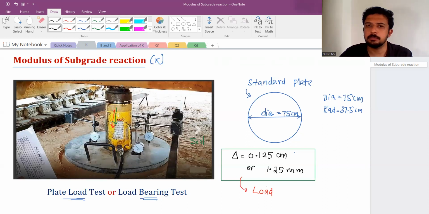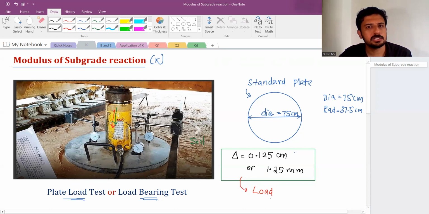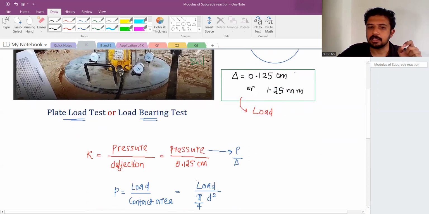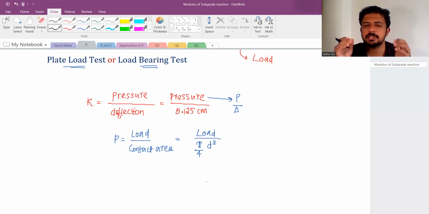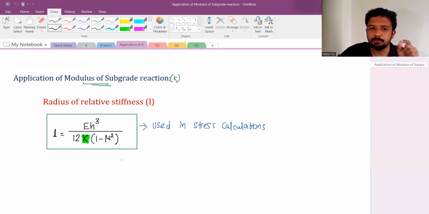But if you are using a different diameter, the values of load also will be changing, no? Yes, of course it will be changing. Then the K value also will be changing, no? Yes, K also will be changing. Then why are we keeping a standard plate size? If you want to use the K value in the equation for the radius of relative stiffness, for this K you have to calculate the value corresponding to 75 centimeter dia only, which means this K only corresponds to 75 centimeter dia.